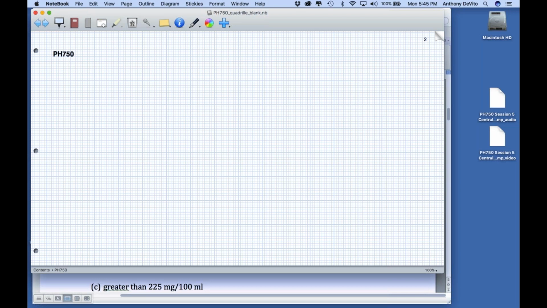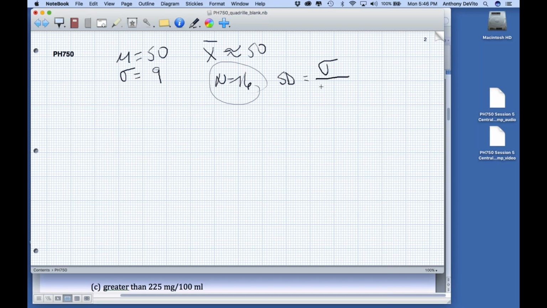So what we just demonstrated here was that if the mean is equal to 50 and the standard deviation of the population is equal to 9, we found that the average mean of samples that we might take is going to approximate 50. If we take a sample of size 16, we would expect that the standard deviation of our samples is going to be equal to the standard deviation of the population divided by the square root of our sample size.